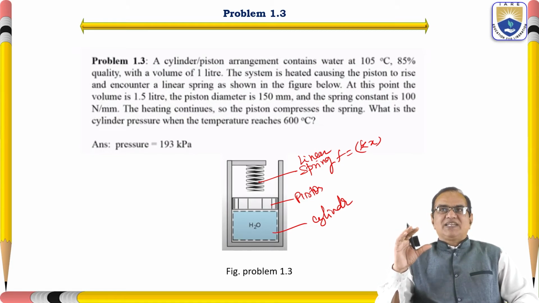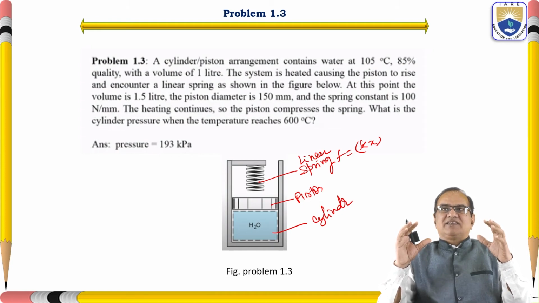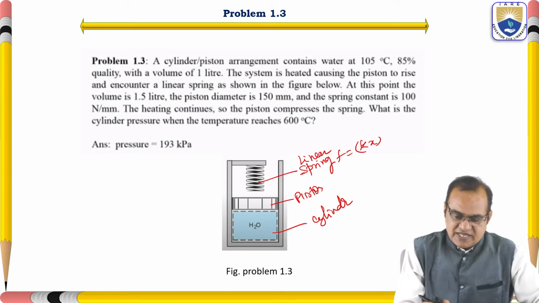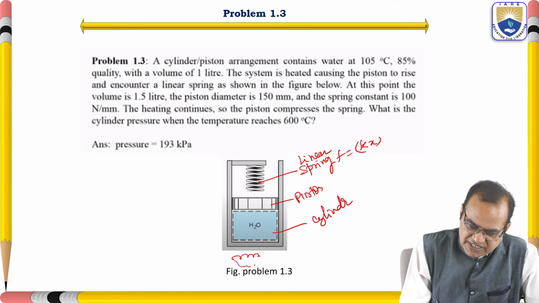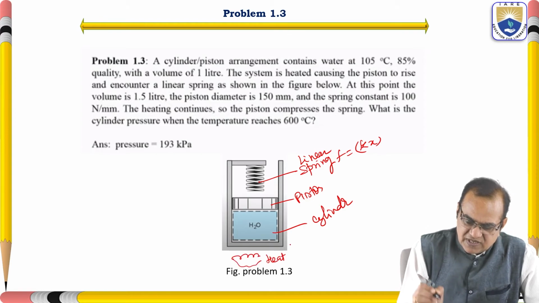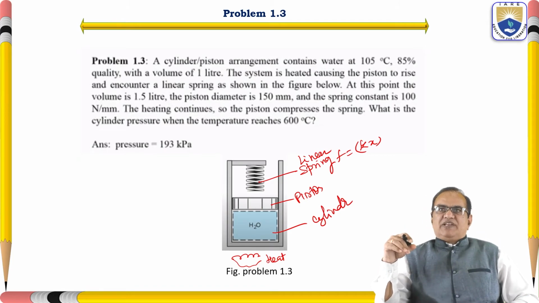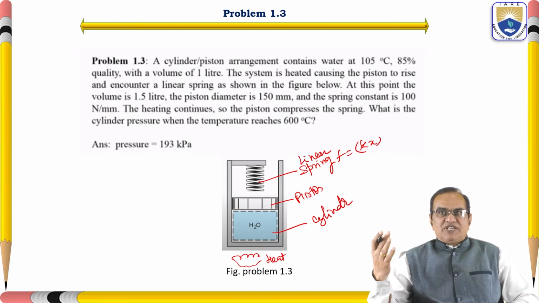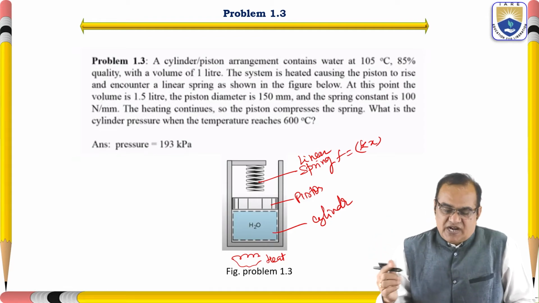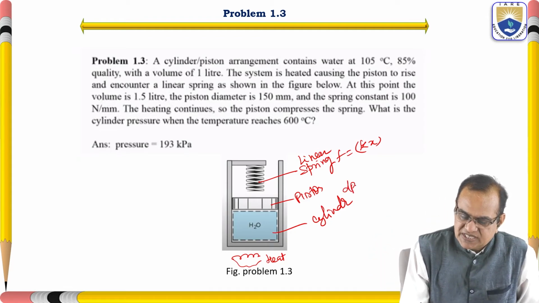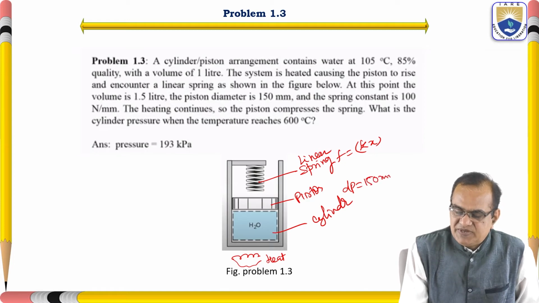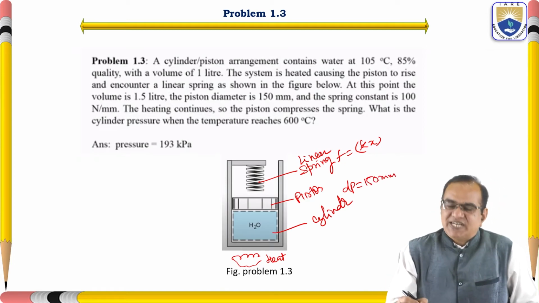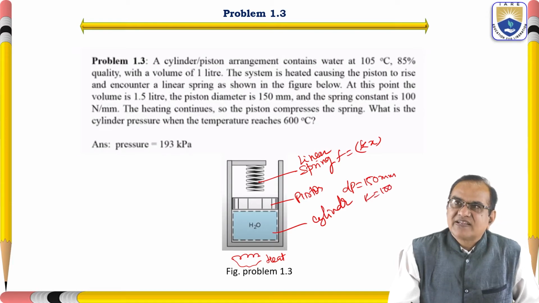Initially it was 1 liter. As the piston is heated, if you give some heat here, the volume is increased from 1 liter to 1.5 liter, and the piston diameter dP is 150 millimeter and the spring constant K is 100 Newton per millimeter.